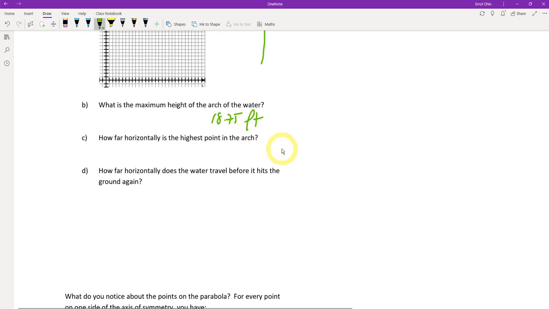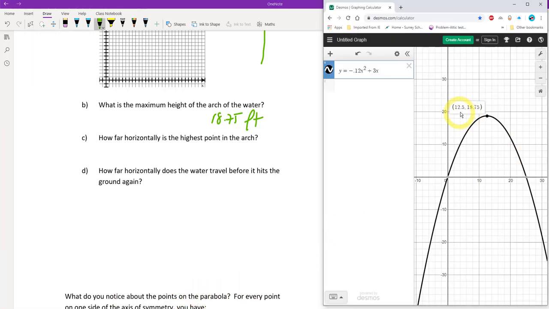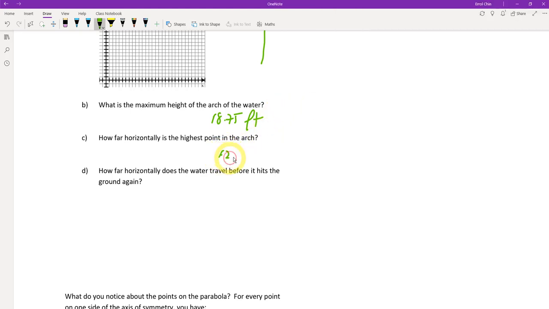How far horizontally was it from the highest point? Oh, so based on, I'm going to bring my Desmos back up. Oh, it's 12.5 feet away from the spout. And again, I apologize for my handwriting. It says, how far horizontally does the water travel before it hits the ground again?